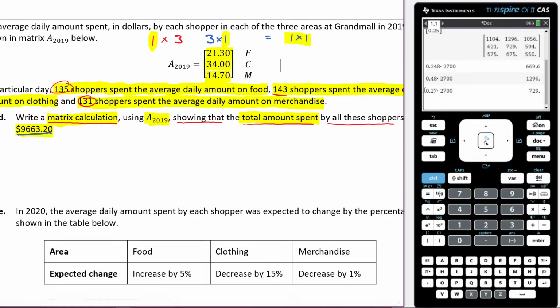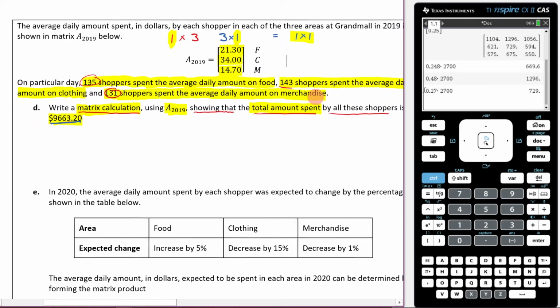Now, let me ask you a very important question. Could this matrix be on this side over here? No, it could not. If it was over on this side, there's no way I could make a 1 by 1. So it has to be in this particular order. And the examiner's report is going to make mention that this was a common error, that people did not get the order of the matrix multiplication correct.